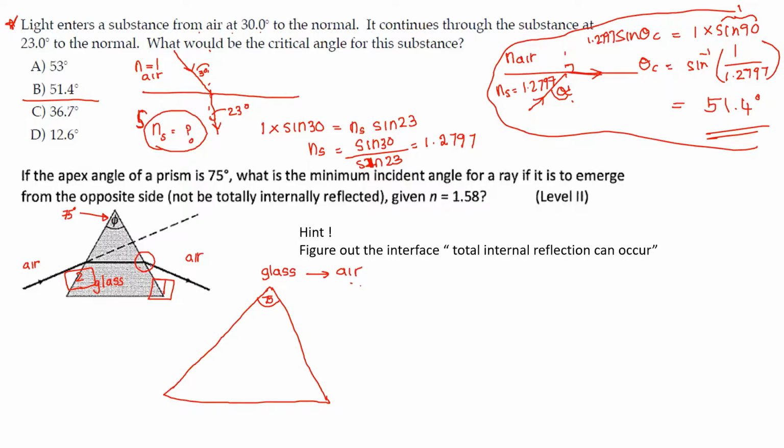So for it to not be totally reflected, your incident angle here should be less than or equal to your critical angle, right? Then this ray will go along the surface and not come back to the medium. So that is the condition, right?